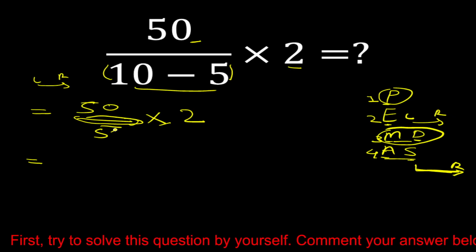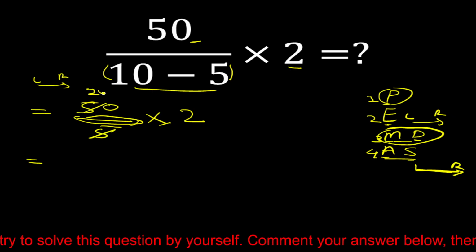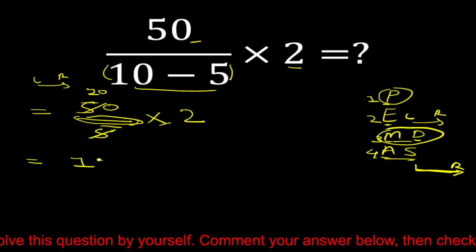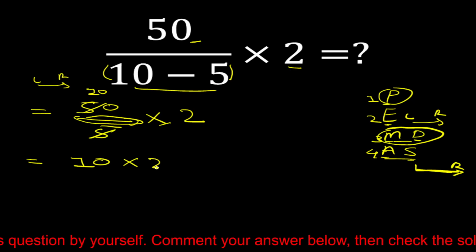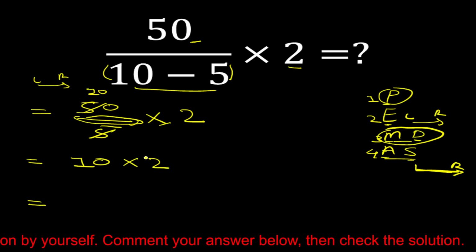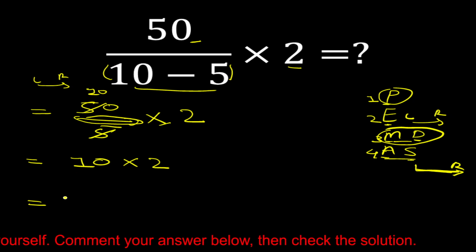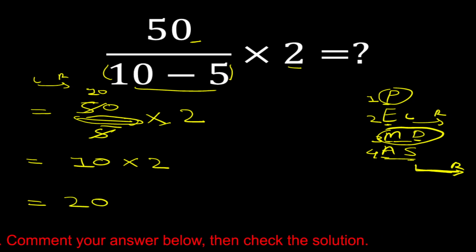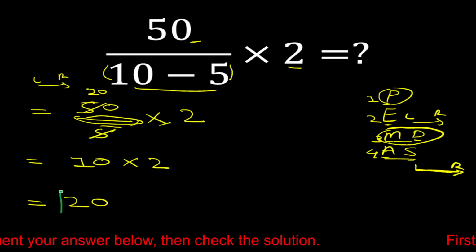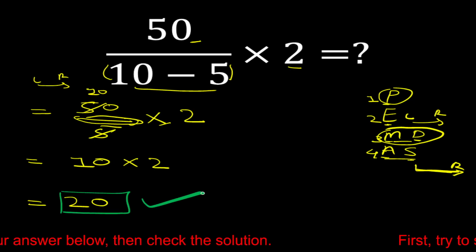So 50 divide 5 is equal to 10, so 10 multiply 2. Okay, now multiply this. 10 multiply 2 is equal to 20. Okay, so the correct answer is 20.